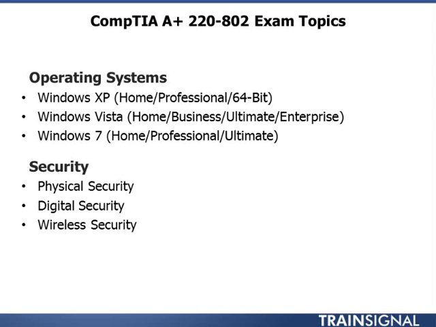Unlike the 228.01, the 228.02 is more software focused. For instance, you will look at operating systems. Windows XP, Home, Professional, 64-bit, for example. Windows Vista, Home, Business, Ultimate, Enterprise. These are different levels that we'll discuss. And then Windows 7, Home, Professional, and Ultimate.